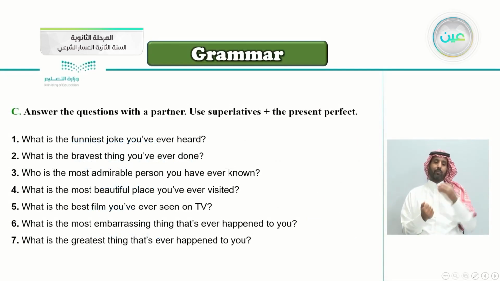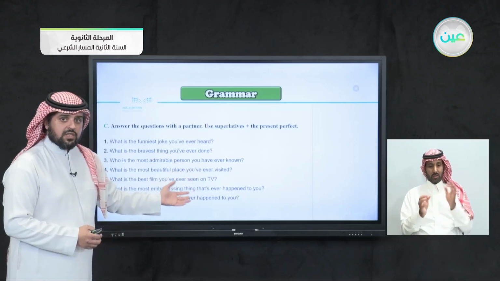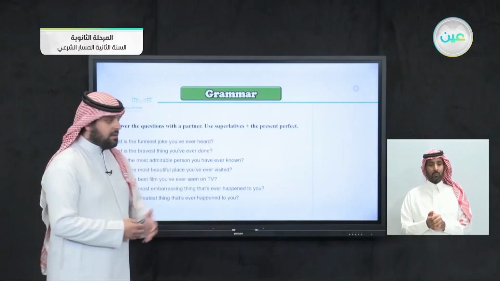Exercise C here, answer the questions with a partner. Use superlatives and present plus the present perfect. So you'll be answering all of these questions with your partner. What is the funniest joke you've ever heard? What is the bravest thing you've ever done? You say the bravest thing that I've ever done is something.